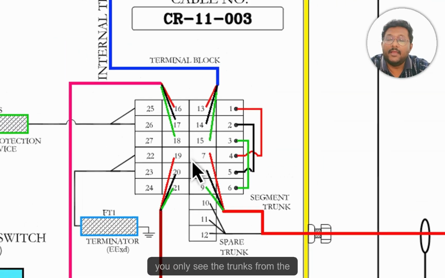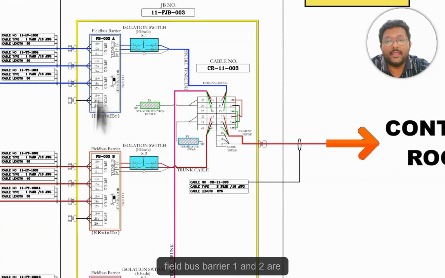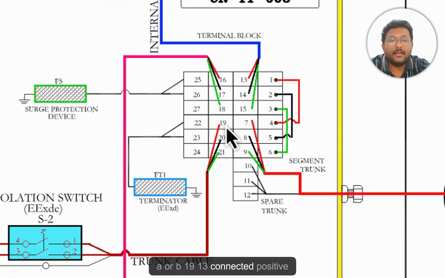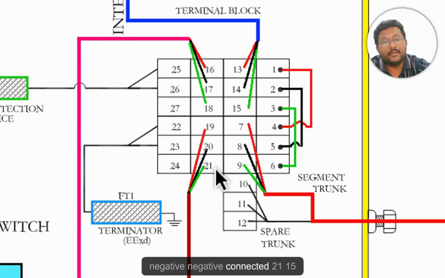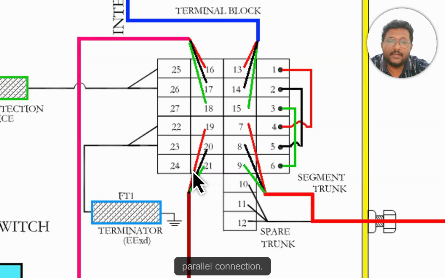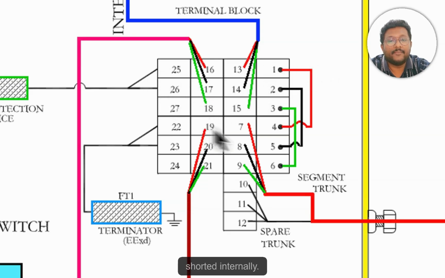So if you only see the trunks from the field bus barrier 1 and 2, or A or B, see, 19, 13 connected, positive, positive connected; 20, 14 connected, negative, negative connected; 21, 15 connected, shield, shield connected. That means these two are now in parallel connection, right? Here I only showed you the external jumpers. Remember, this is a special TB. All these horizontal lines, that means each row, is shorted internally.